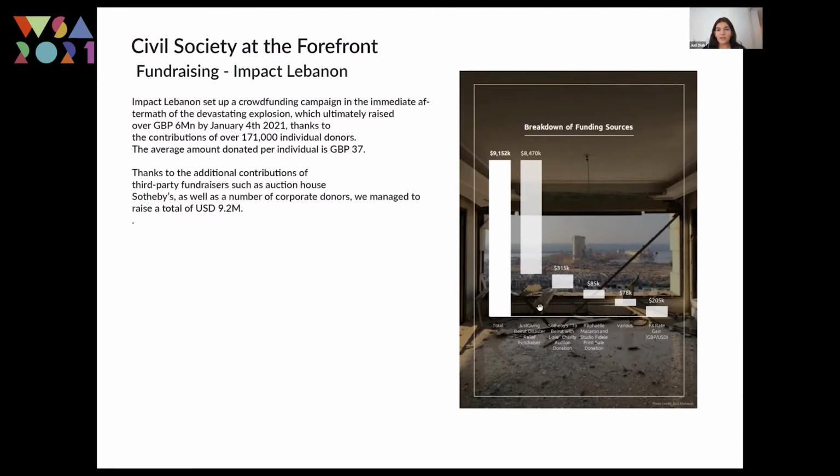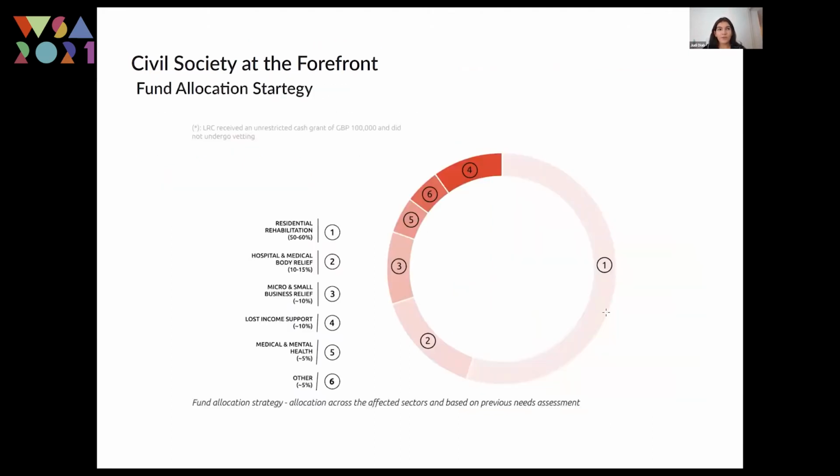So the breakdown of the funding can be seen here as follows. Why is this relevant? Because this fundraising was crucial to the functions of all the separate bodies of infrastructure and care in Beirut by civil society. And these can be broken down as follows. Residential, with the bulk of the money being dedicated to rehabilitating homes of people in Beirut.